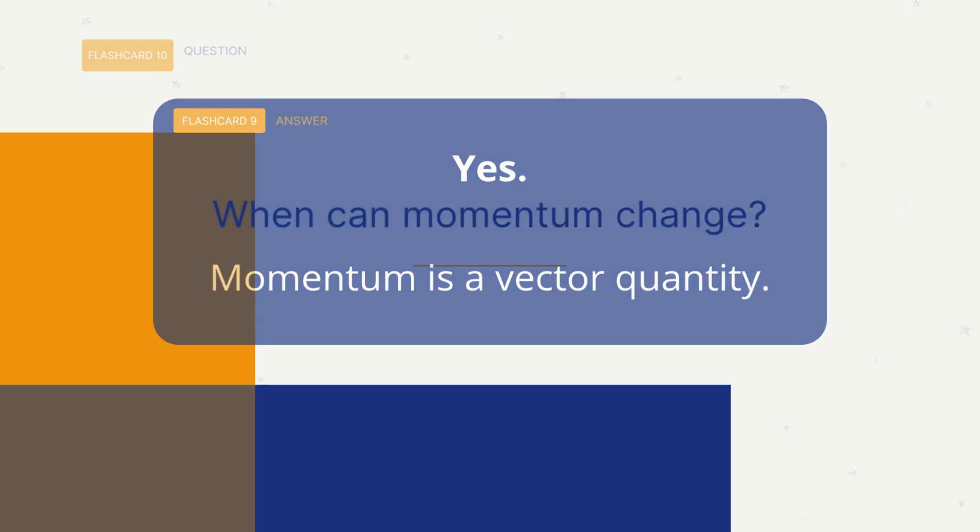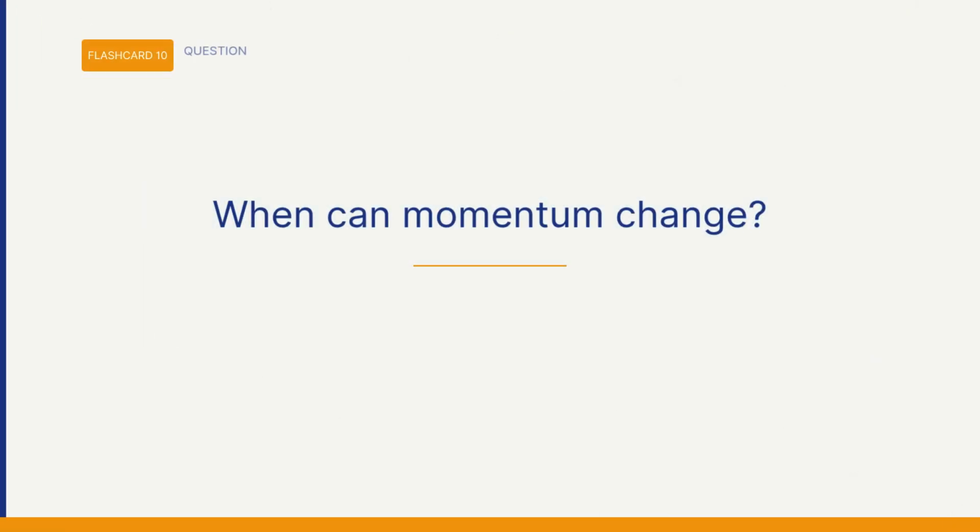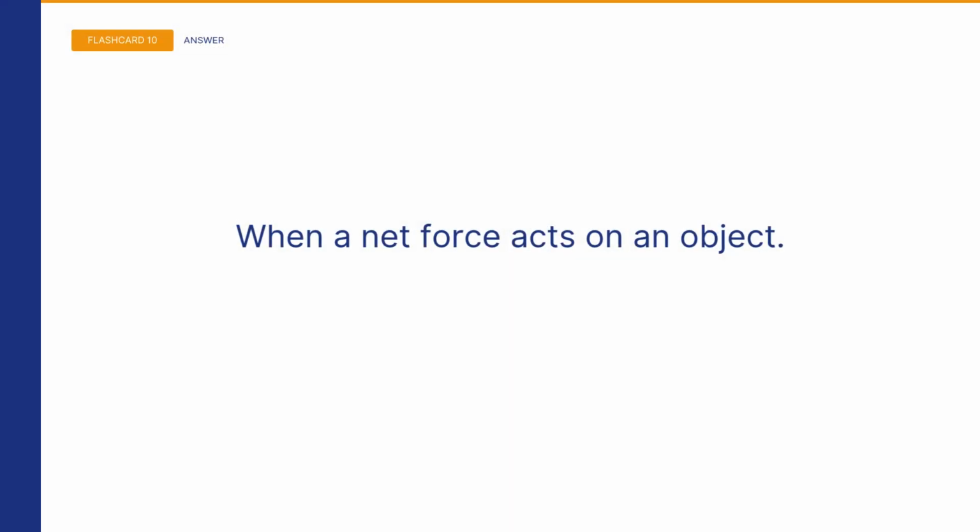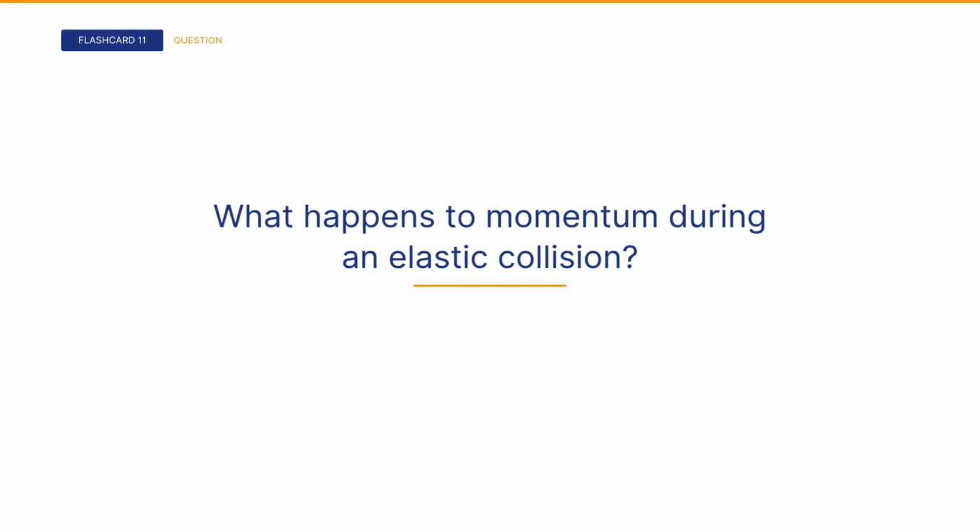Flashcard 10. When can an object's momentum change? Think carefully before revealing the answer. The correct answer is: an object's momentum changes when a net force acts on it. The net force can change the object's speed, direction, or both. Flashcard 11. What happens to momentum during an elastic collision? Think carefully before revealing the answer.